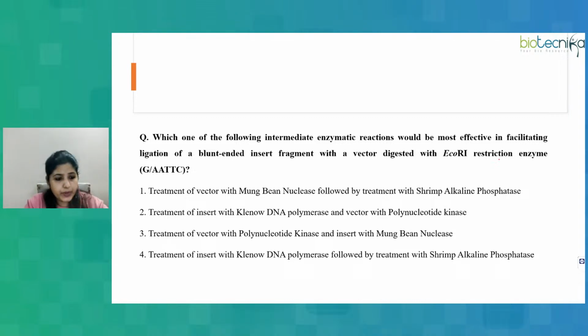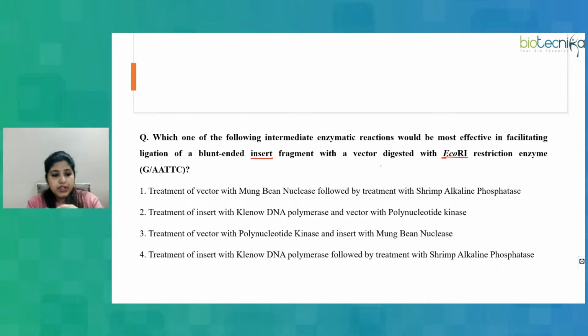Now coming to another question. Which one of the following intermediate enzymatic reactions would be most effective in facilitating ligation of a blunt-ended insert fragment and a vector digested with EcoRI restriction enzyme? This question is based on several DNA manipulating and modifying enzymes. In the options, mung bean nuclease is given, shrimp alkaline phosphatase, Klenow DNA polymerase, and polynucleotide kinase. So to answer this question, you should be familiar with the function of these enzymes.